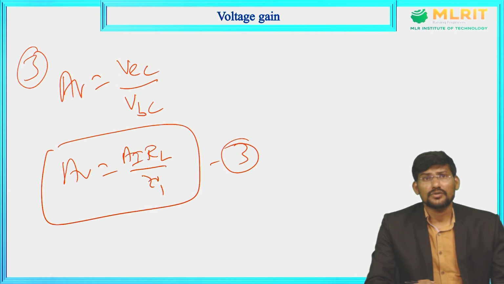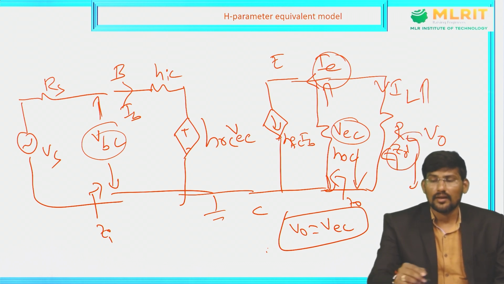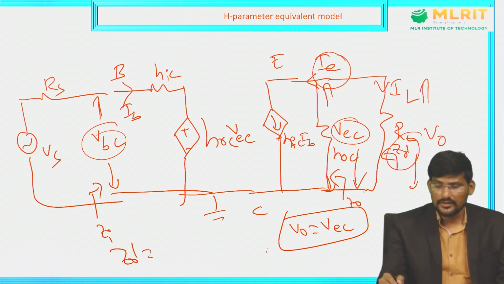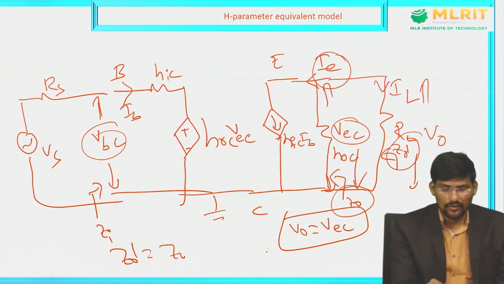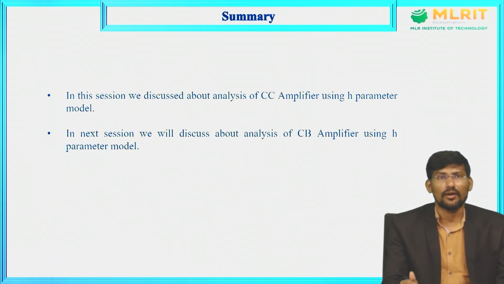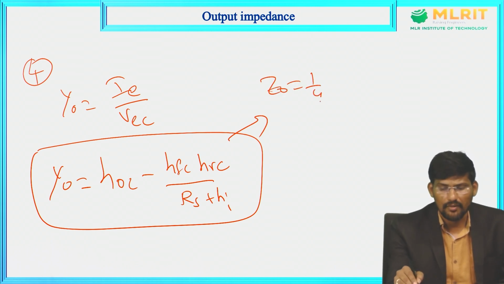So coming to the conclusion, we discussed the H parameter equivalent model of a common collector amplifier. There are 4 important parameters here: current gain, voltage gain, input impedance, and output admittance. If you want to write the overall output impedance, Z0 is a combination of the impedance seen into the network Z0, and this Z0 comes in parallel with RL. Z0 in parallel with RL is the overall output impedance of a given network. So from admittance, how will we get the impedance? We got admittance here. From the admittance expression, how will we get the impedance? Z0 is equal to 1 by Y0.